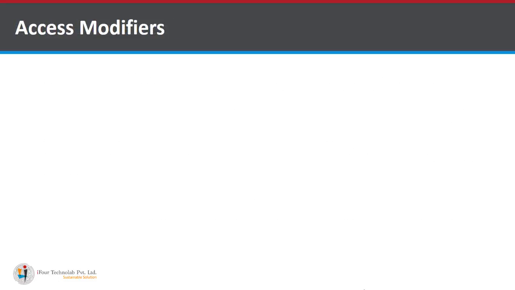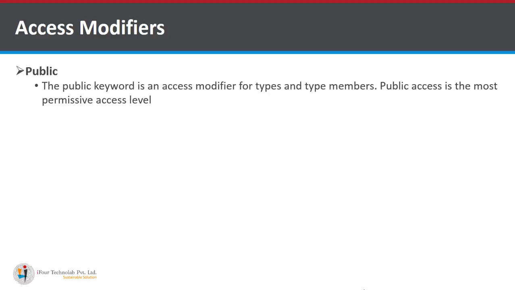Now there are some of the access modifiers which we are using in C#. Public. So what is public? The public keyword is an access modifier for types and type members. Public access is the most permissive access level.